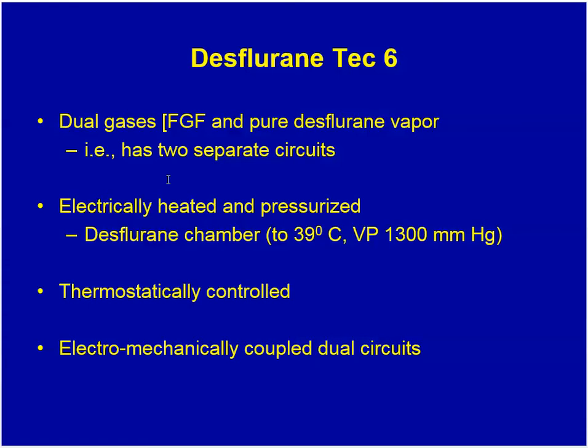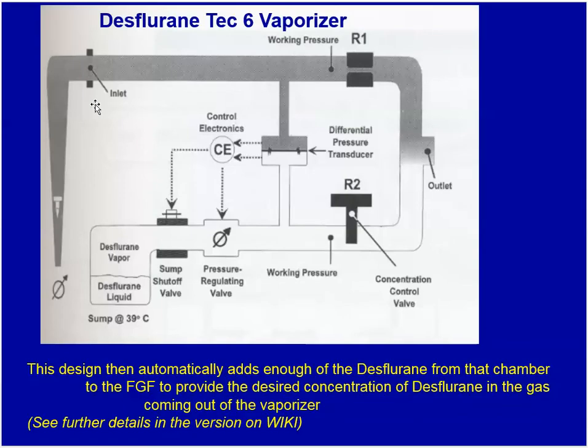By dual circuit, it means there are two flows of the gas, two separate circuits. One is the fresh gas flow, and the other is a circuit from the desflurane chamber. The desflurane chamber is heated to 39 degrees, which produces a vapor pressure of around 1,300 millimeters of mercury. So here you have the fresh gas flow coming through. The machine monitors how much this fresh gas flow is based on the pressure gradient. And down below is the vaporizer chamber. This contains only desflurane, and above it is 100% saturated desflurane at, as I said, around 1,400 millimeters of mercury.